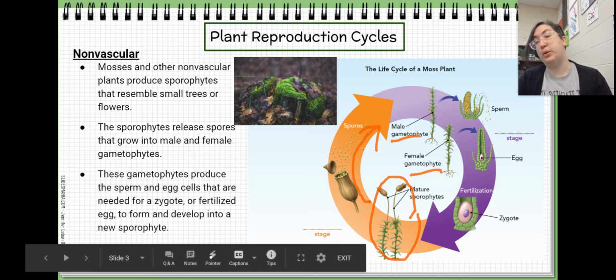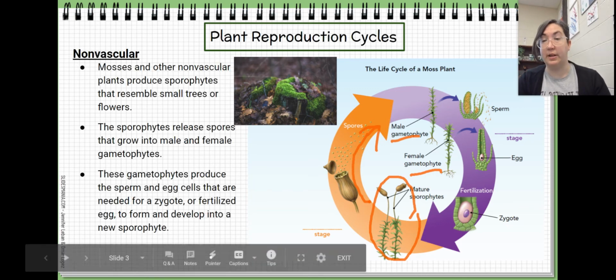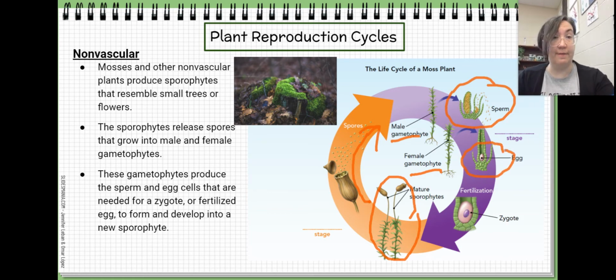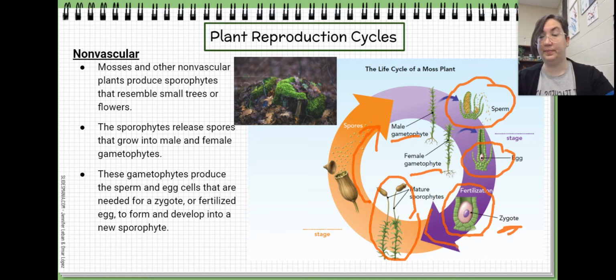These gametophytes produce the sperm and egg cells that are needed for a zygote, or a fertilized egg, to form and develop into a new sporophyte. So I have my sperm and I have my egg. Those are my male and female sex cells, or gametes. And then when they are fertilized, so when the egg and sperm are combined, I get a zygote. And that zygote is what grows into my mature sporophyte.